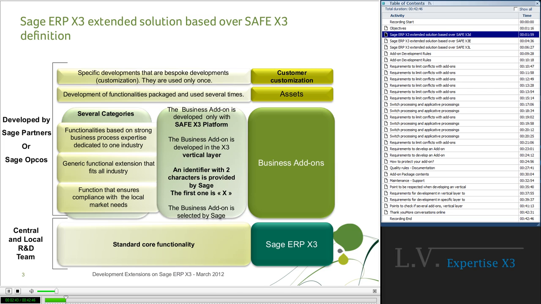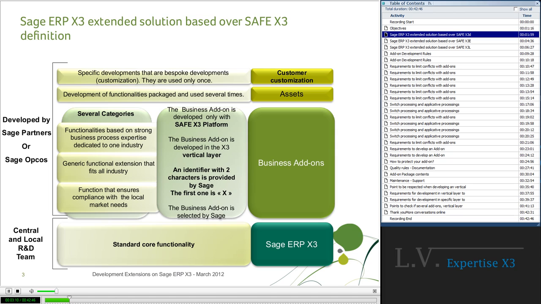As you see, there are two parts. The core, managed by the R&D team, with the core functionality, and the part developed by the partner or by the Sage services team. On the development extension, there are three parts: the business add-on, the asset, and the customer customization.